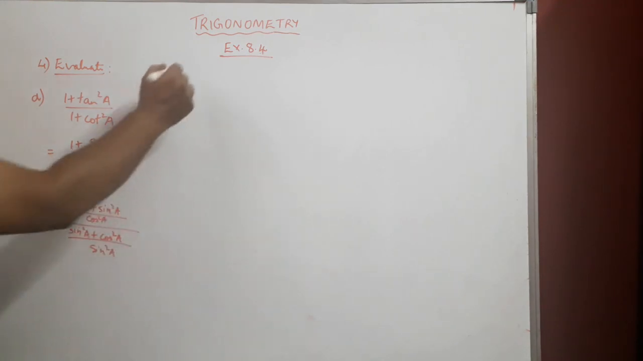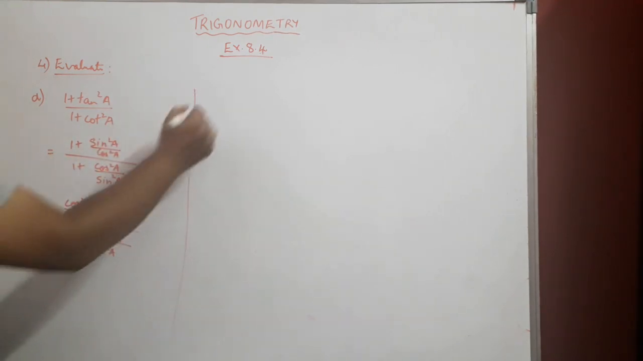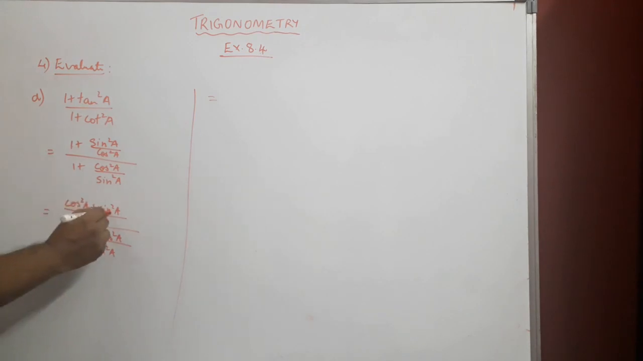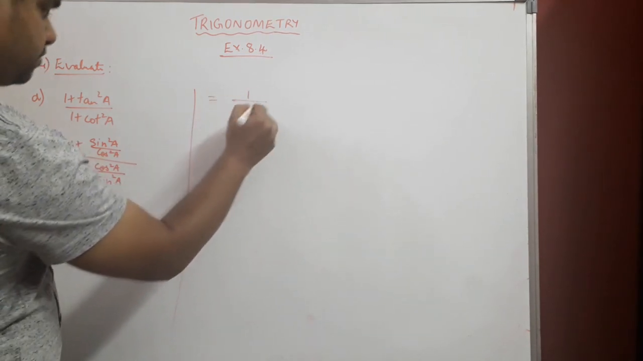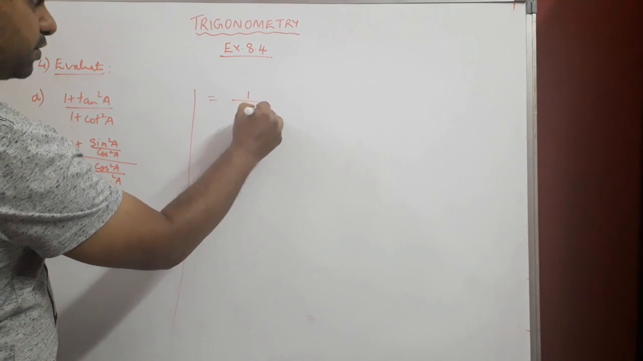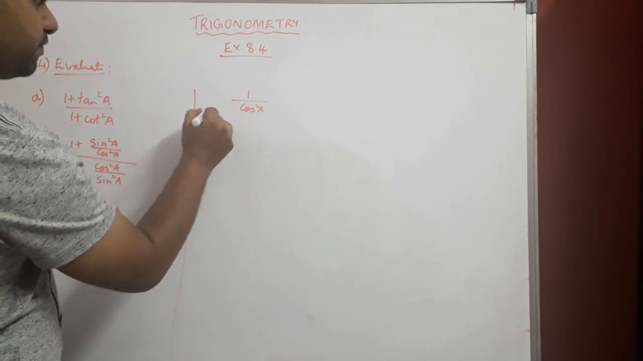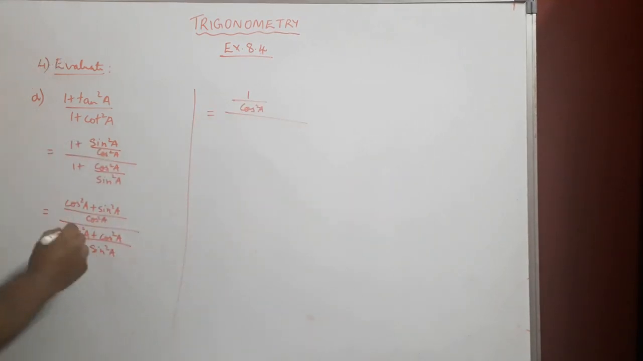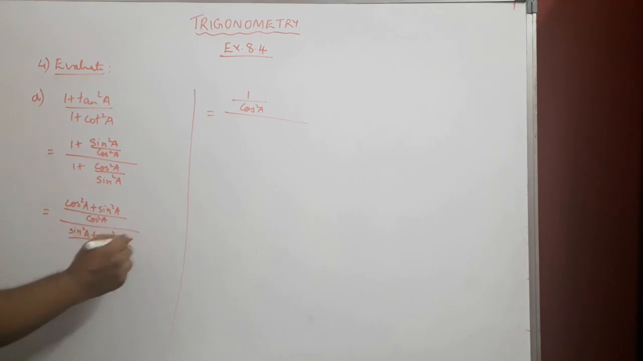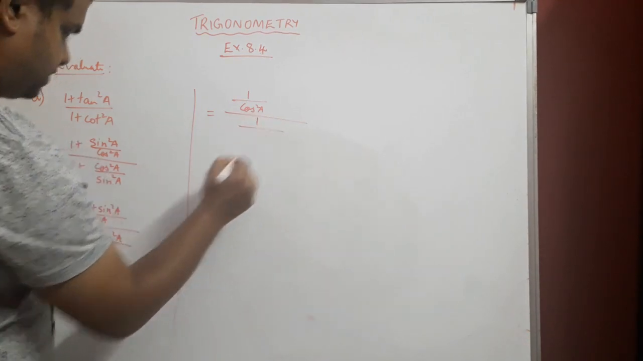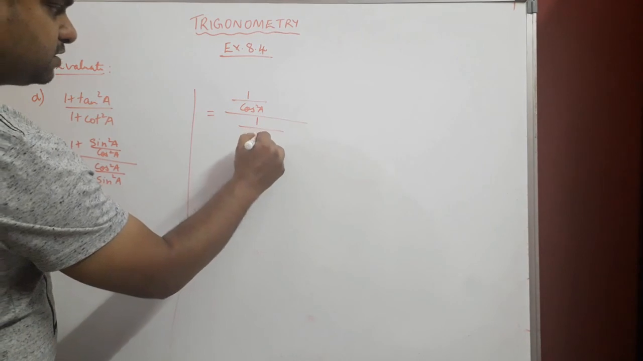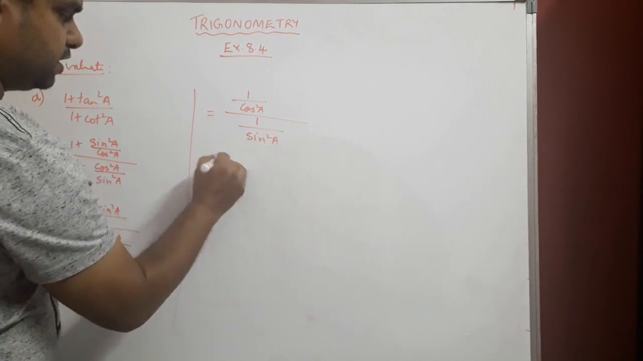Okay, I'll conclude it over here. Now cos square A plus sin square A, we can write it as 1 upon cos square A, and again we have sin square A plus cos square A in the denominator, so that will become 1 whole thing upon sin square A.